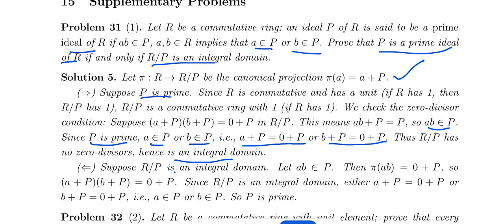And for the converse part, R/P is now an integral domain. Let ab belong to P, which is given. Then pi(ab) = 0 + P, so (a + P)(b + P) = 0 + P. Since R/P is an integral domain, either a + P or b + P equals 0 + P. So a belongs to P or b belongs to P. From this, what is the conclusion? P is a prime ideal.